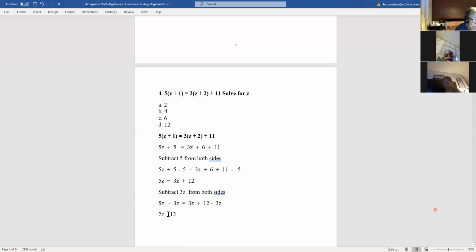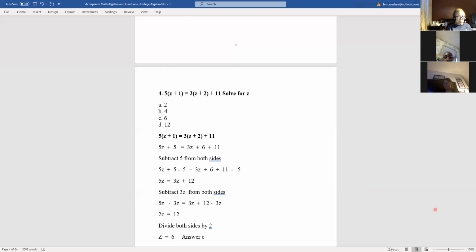What number times z gives 12? It's times 2? Yeah, it has to be 6. Only one number, so you're really dividing both sides by 2. But you don't have to do this because this is mental math. There's only one number z could be equal to, and z equals 6. And that is C. The answer is C.